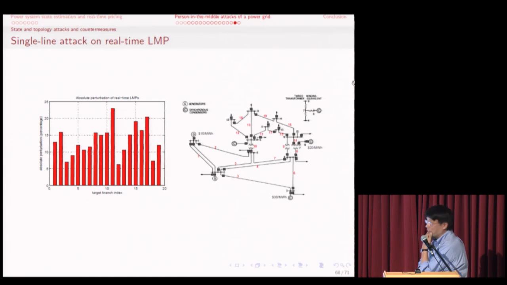How big an impact does it have on a network? This is a calculation on a system with about 19 lines. Suppose you launch a topology attack to make this line disappear or that line disappear. This is how much change one may have in terms of the locational marginal price. What's the percentage change? The behavior of change actually is quite mysterious. It's not clear. Clearly some lines are far more important than others.